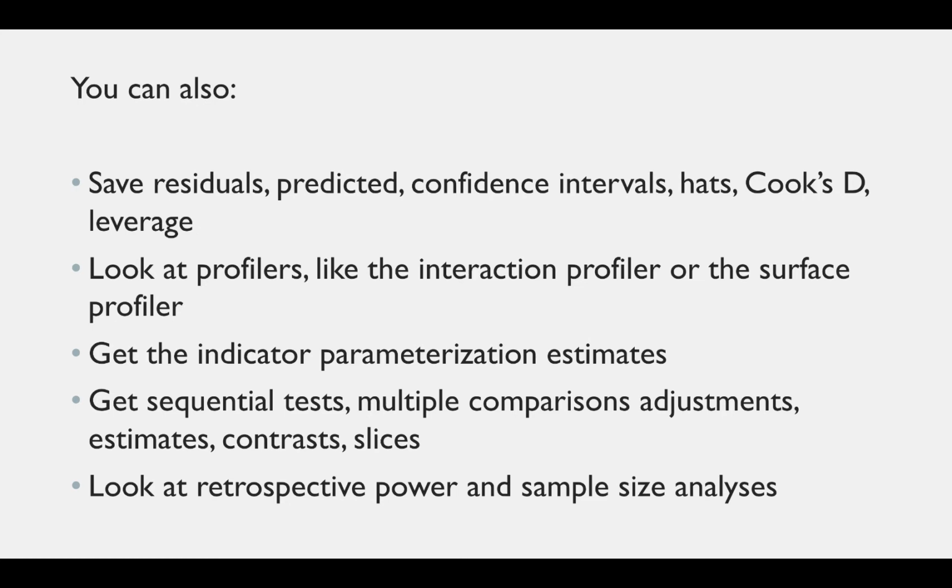You could see that JMP has its own, it's not indicator parameterization. Sequential tests, multiple comparison adjustments. I can look at estimate statements or test contrasts. I can look at testing slices, things like that. Those are all available from those little red triangles at the top of output. I can also look at a retrospective power and sample size analysis. I'm actually going to show you that now.